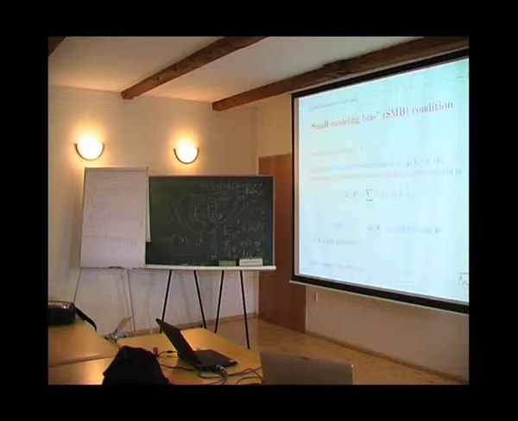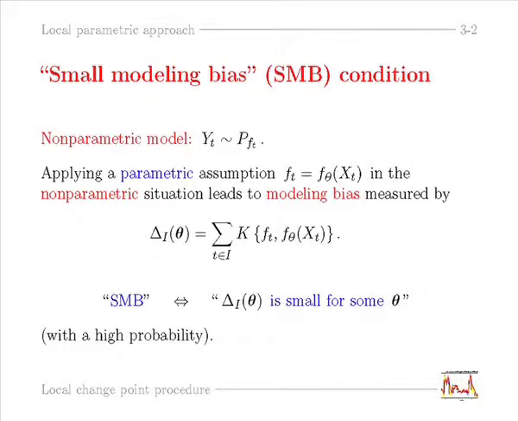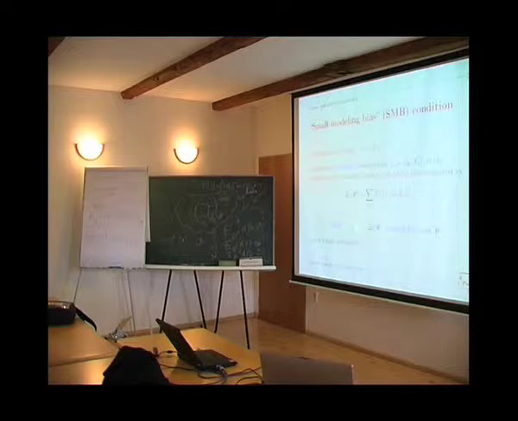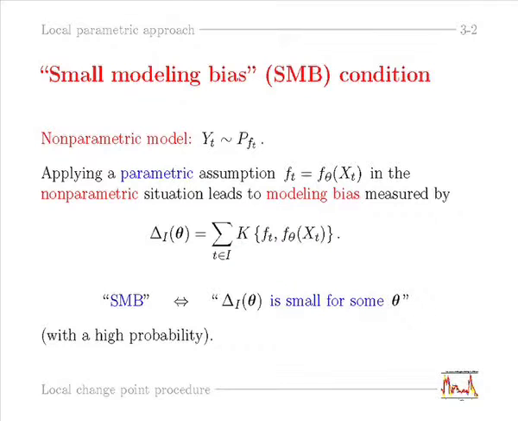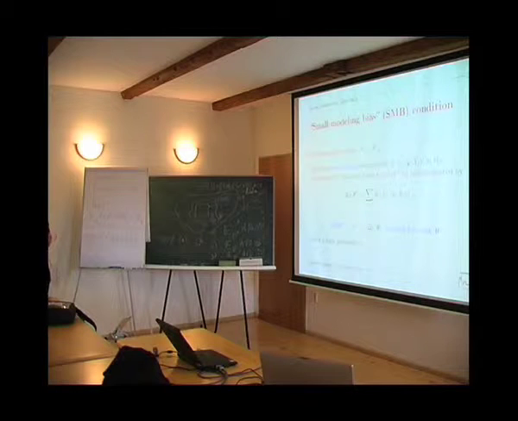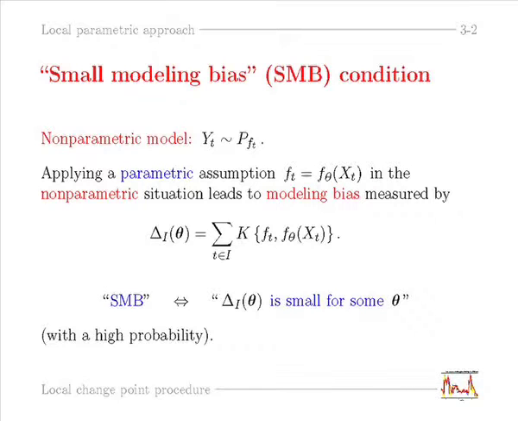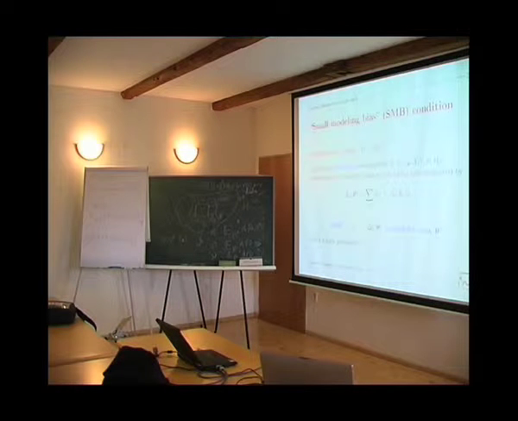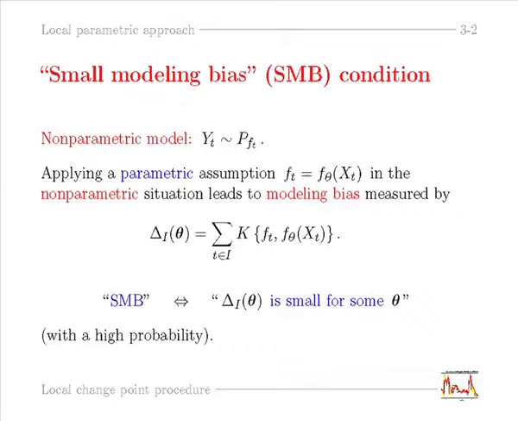We take the Kullback-Leibler divergence for two normal distributions, one with the true parameter f_t and the other with the approximating parameter f_theta. And the small modeling bias condition means that this is sufficiently small. But the small difference to the previous situation is that now both f_theta and f_t are stochastic. They are predictable processes here, and therefore this value is stochastic. Therefore we say the small modeling bias condition means that this is small with high probability.